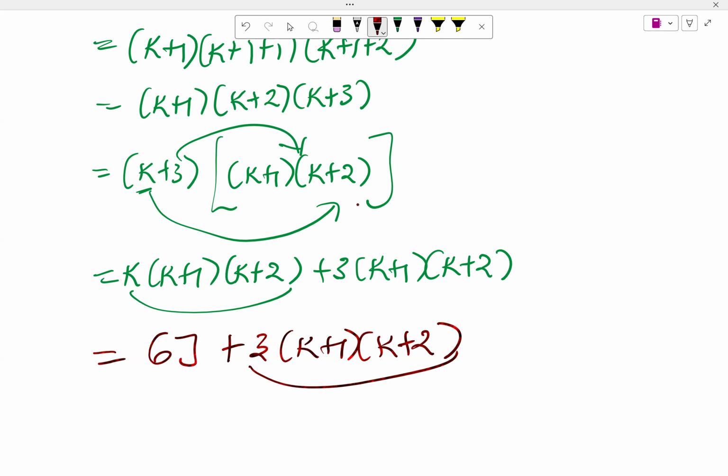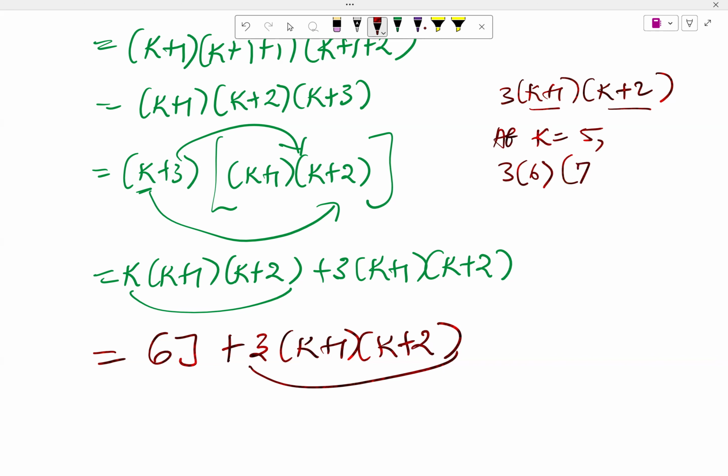Let's pick any random values. For instance, I have 3 into k plus 1 into k plus 2. In fact, once you can have any of these to be even, then it's automatically correct that it is divisible by 6. You know why? Let's say at k equals, just pick any number, 5, so you have 3 into 5 plus 1, 6, into 5 plus 2, 7. So you already have 6 here. So this is divisible. Pick any other one, any random number again. Let's say k is 11, so you have 3 into 11 plus 1.